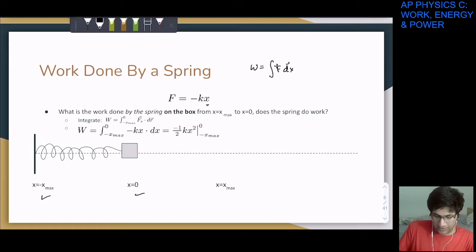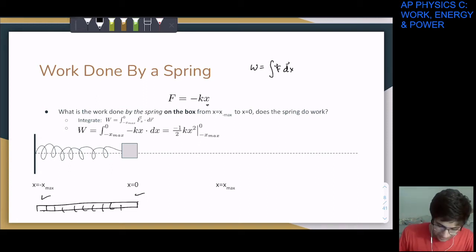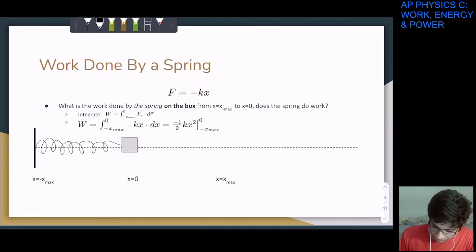So this is kind of like what I was saying earlier. You have your distance traveled, and we're going to be adding up a bunch of these small works, the work done over here plus the work done over here. We do that by an integral, and it's just substituting this in. Our lower bound is minus x max, our upper bound is 0, and this is our force. This is dx. When we integrate, we get this over here.